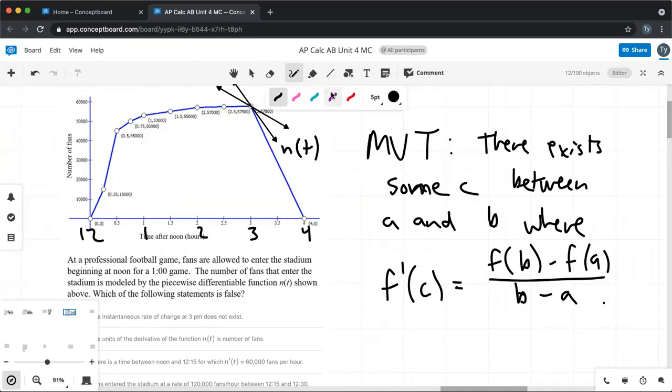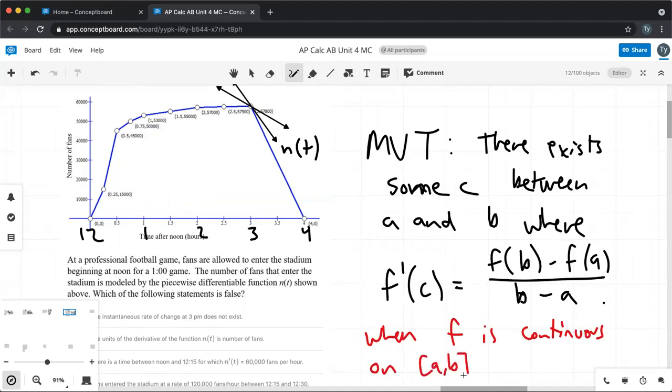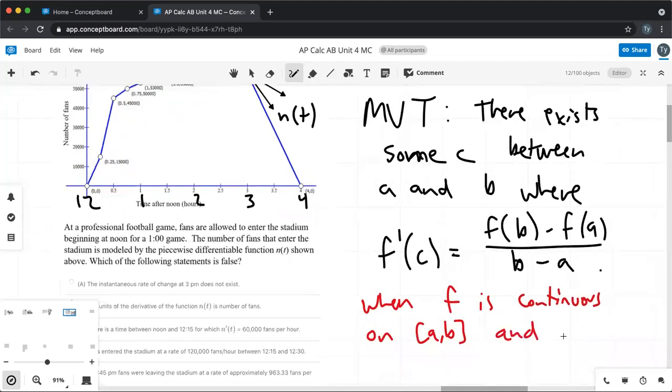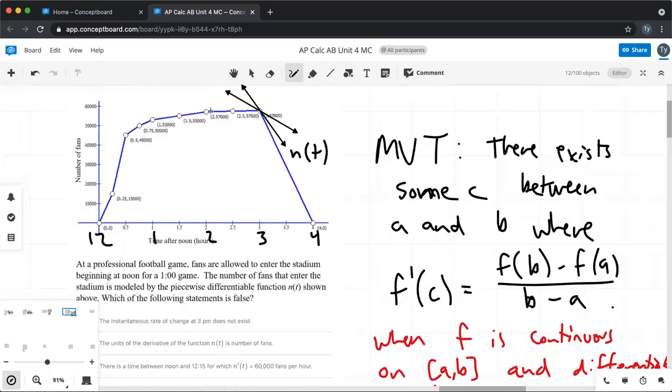And importantly, this only holds when f is continuous on the closed interval a to b and differentiable on the open interval. So we don't need the endpoints here. Okay, so first let's check these conditions. Is f differentiable? Is f continuous on a to b? Well, this whole function here, it is piecewise, but it is continuous.